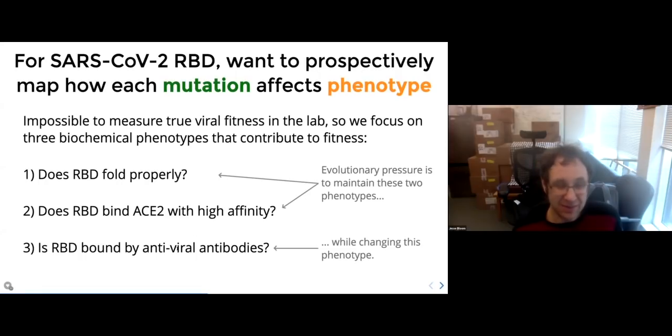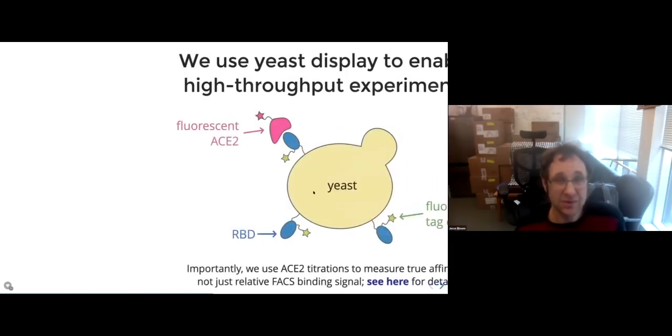And then at the same time, the virus is going to be under diversifying selection to change its ability to be recognized by antiviral antibodies as much as possible, because that would allow it to infect people who had antibodies from prior infections. So first, I'm going to talk about looking at these first two phenotypes.